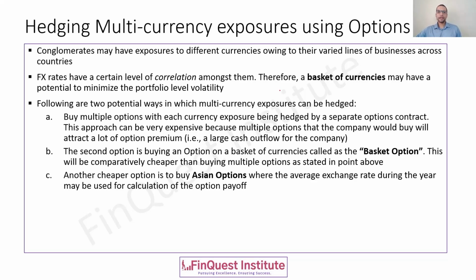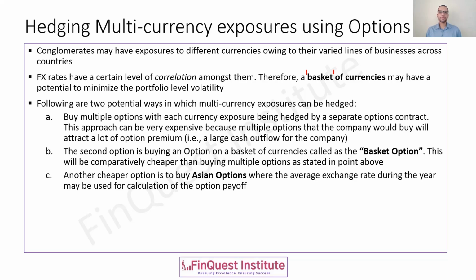from a risk management idea, we know that if we can study the correlation correctly, and if we have certain currency pairs which are negatively correlated with each other, then that overall basket of currencies, so maybe a group of currencies, we can technically call them a basket, but that basket of currencies may have the potential to minimize the portfolio level volatility, because finally for any conglomerate, although they may be having operations in different countries and different currencies, finally they have to report everything, or they'll analyze everything on a portfolio wide level.